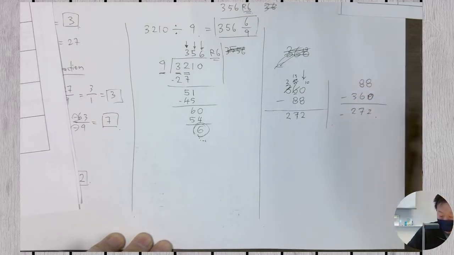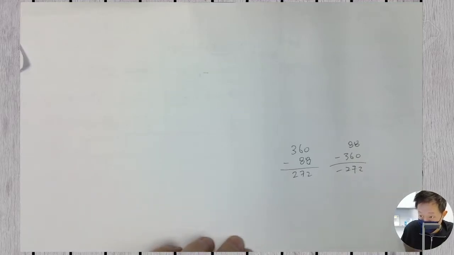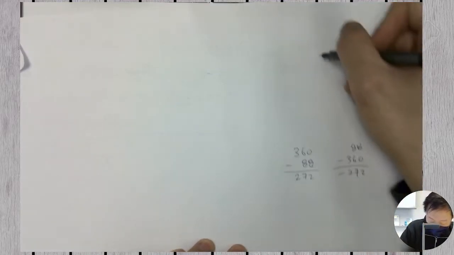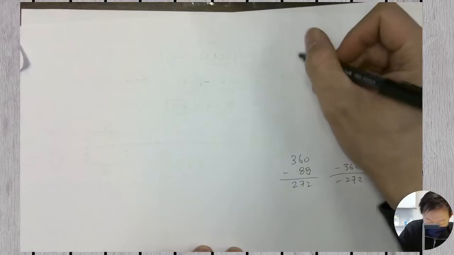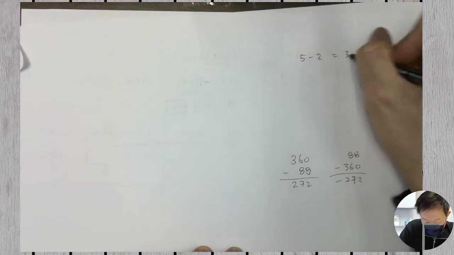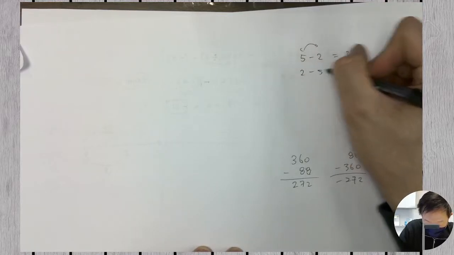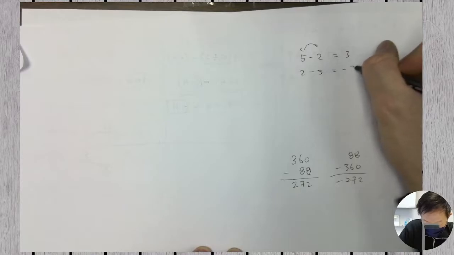Negative 272. How do you know? Because you just put the negative sign. 72. The rationale behind this is as such. If I were to use another example, what is 5 minus 2? 3. If I were to switch this order, I take 2 minus 5. We can see this is negative 3.